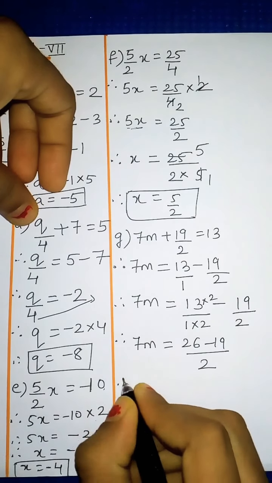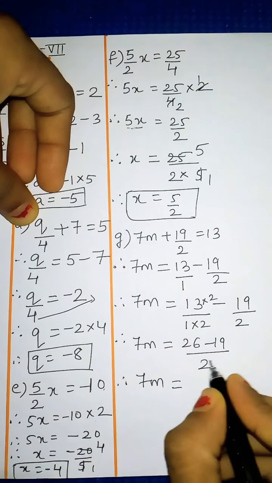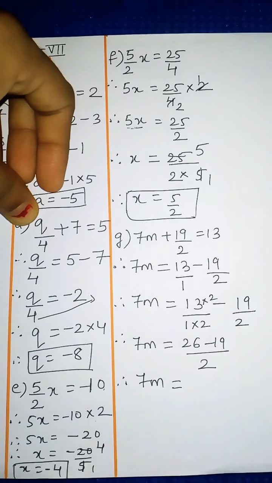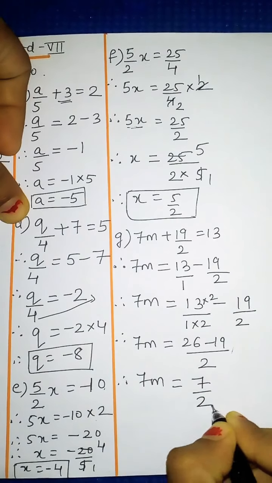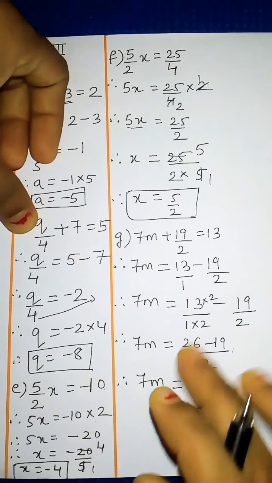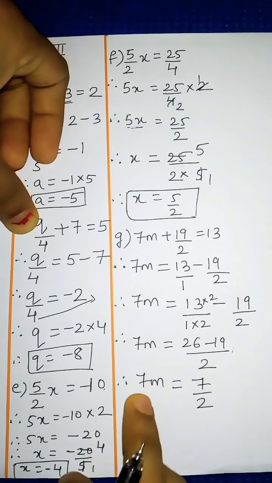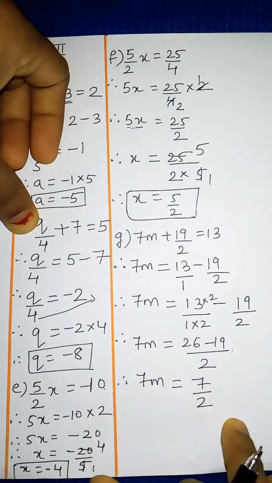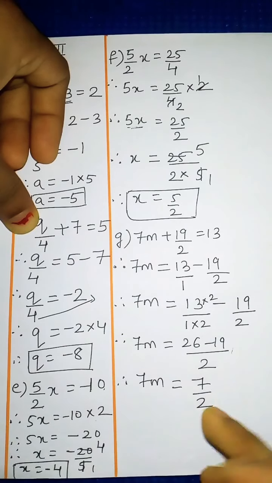Now 26 minus 19 we will do. So 7m equal to 26 minus 19. How much will it be? It will be 7. So 7 upon 2. Okay. So this we got. Now again this calculation is done. Now 7m. Again this 7 is in multiplication. So this 7 we will take again in division. So when we take this 7 to this side, it will come here in division.